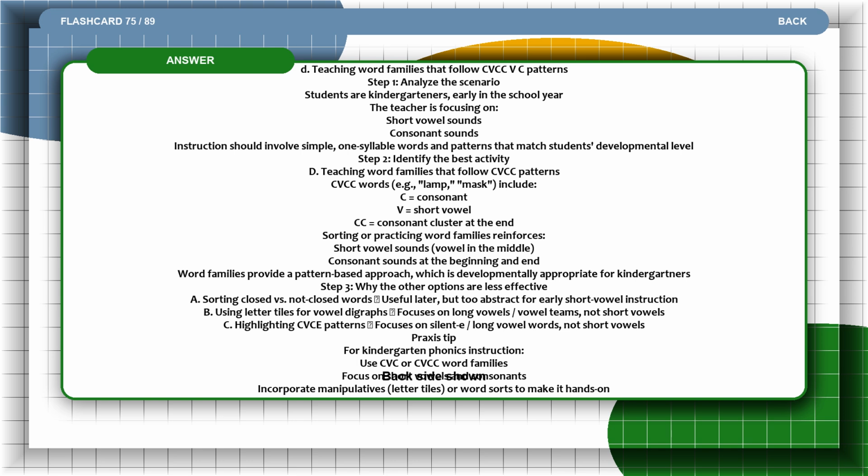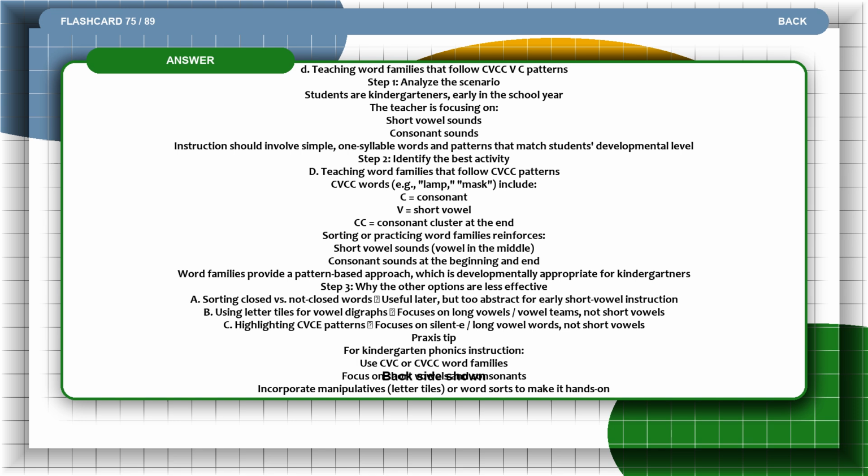Step 2. Identify the best activity. D. Teaching word families that follow CVC patterns. CVC words, e.g. lamp, include C equals consonant, V equals short vowel, C equals consonant. Sorting or practicing word families reinforces short vowel sounds, with the vowel in the middle, and consonant sounds at the beginning and end. Word families provide a pattern-based approach, which is developmentally appropriate for kindergartners. Step 3. Why the other options are less effective. A. Sorting closed versus not closed words.